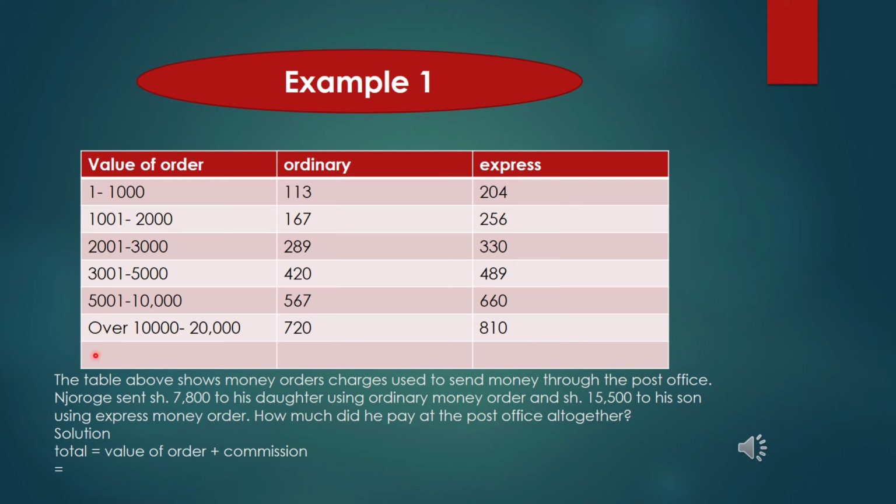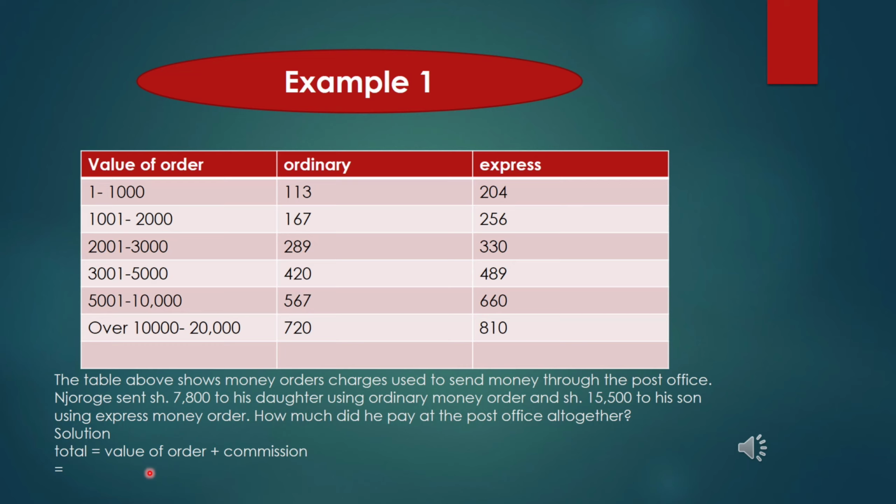The table below shows money order charges used to send money through the post office. Njoroge sent 7,800 to his daughter using ordinary money order and 15,500 shillings to his son using express. How much did he pay at the post office altogether? Our solution is that you're going to find the total. And remember I told you the total is equal to V plus C, where V is the value of order and C is the commission. So if you just say V plus C, you'll be able to answer that question.